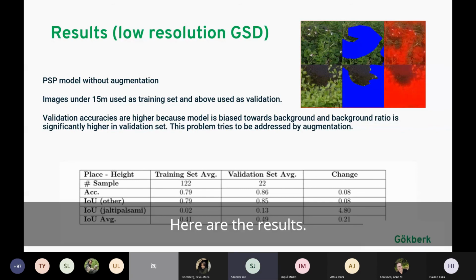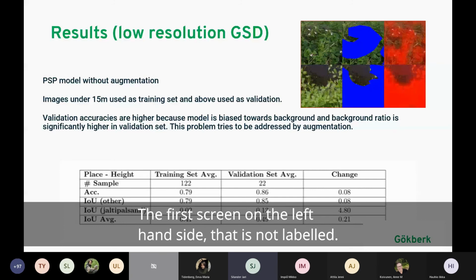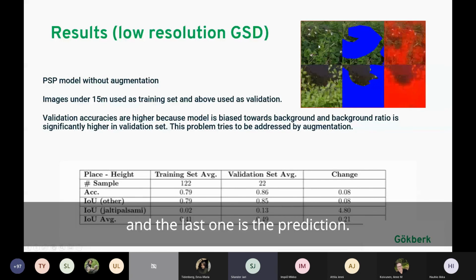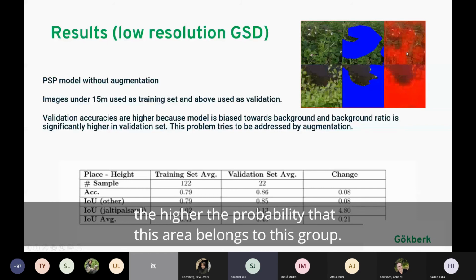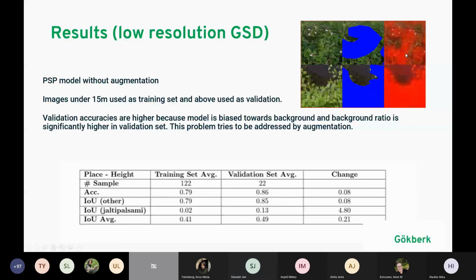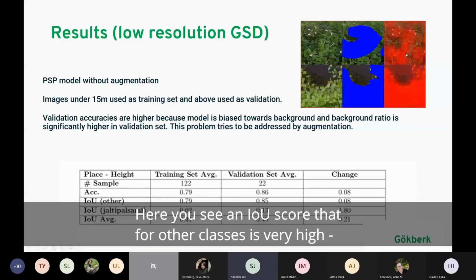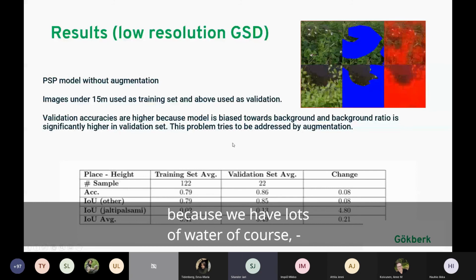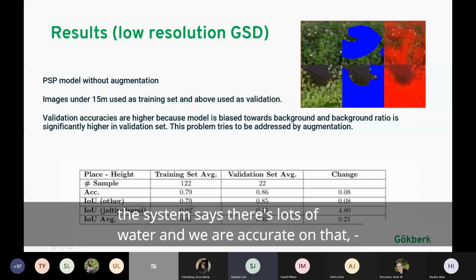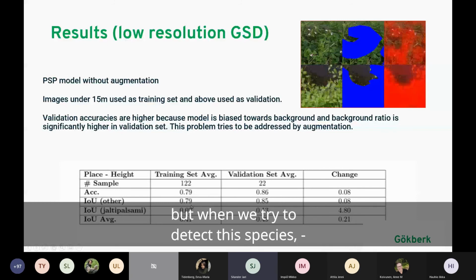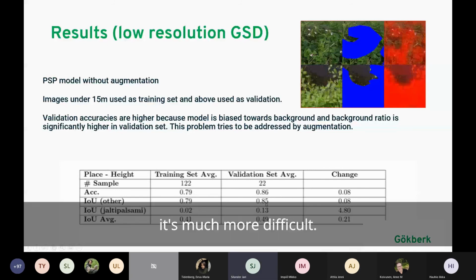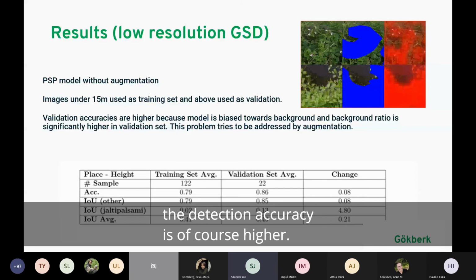And here are the results. Basically, the first green image on the left-hand side is not labeled, the second image is the labeled image, and the last one is the prediction. And the darker red it is, the higher the probability that the area belongs to this group. And here you see the IOU score, that for other classes it's very high because we have lots of water. Of course, the system says there is lots of water and we are accurate on that, but when we try to detect these species it's much more difficult. And of course, when the objects are simple, then the detection accuracy is higher.